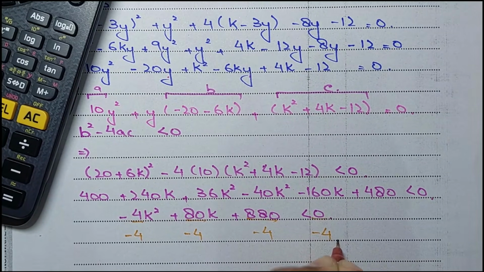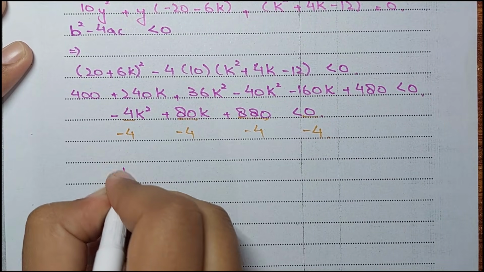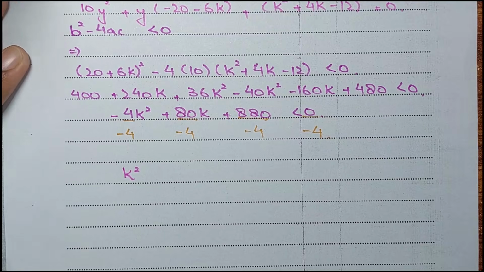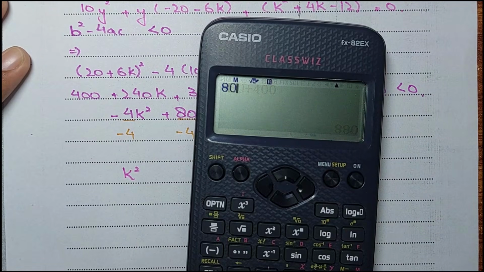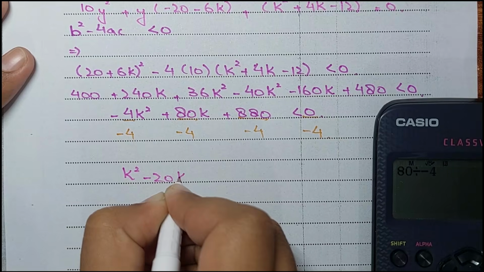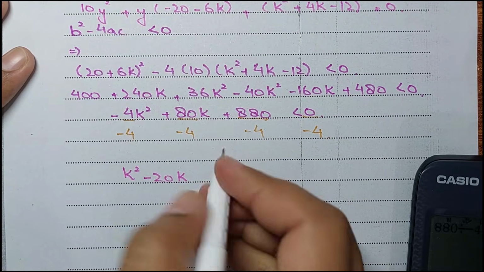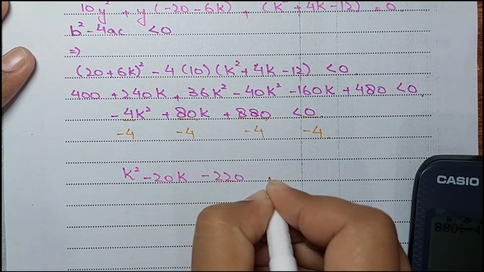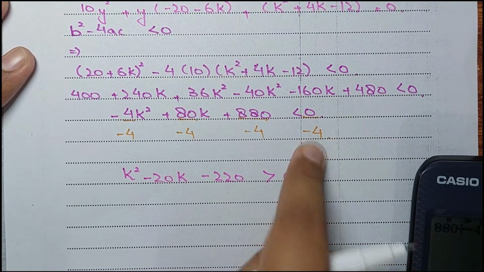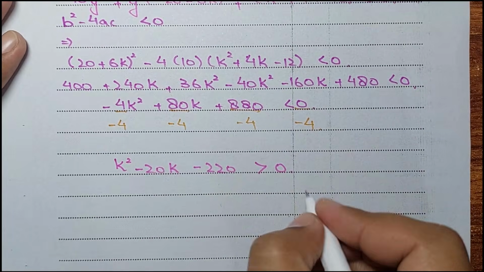When dividing by a negative number or multiplying by a negative number, we have to reverse the inequality. So this is k square, 80 over minus 4 is minus 20k, and 880 divided by minus 4 is minus 220, and this is greater than 0. We have to reverse the inequality. So we just have to show that k square minus 20k minus 220 is greater than 0, so it is shown.